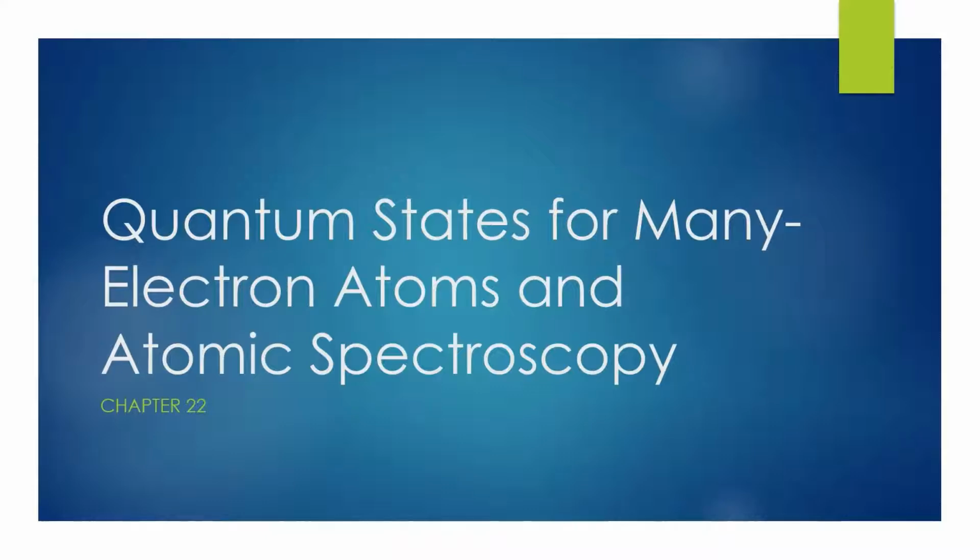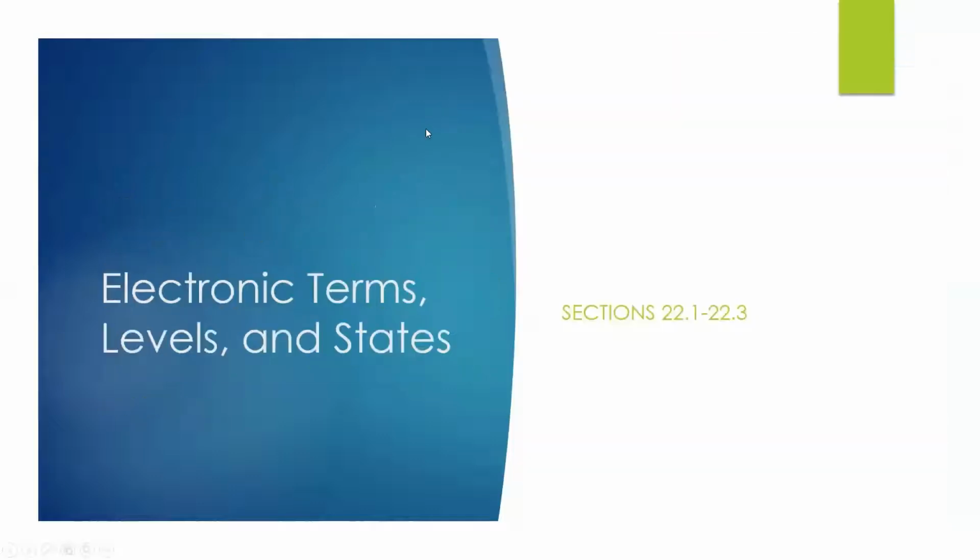But in this section, we're going to address the last remaining question of how electrons arrange themselves out into orbitals. And that is, what if we have multiple electrons going into degenerate orbitals? For example, the 2p orbitals. And to do this, we're going to go through chapter 22 and talk about the possible quantum states for many electron atoms. And then we're going to introduce some atomic spectroscopy afterwards.